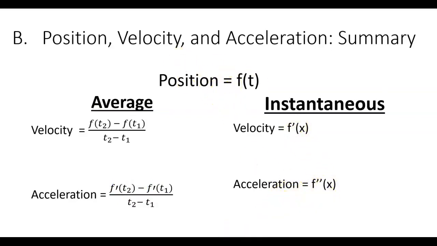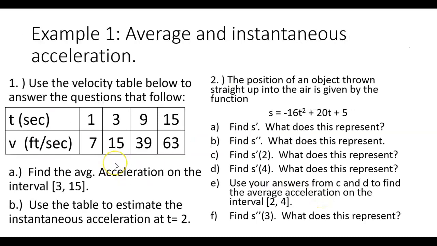And so here's a summary of the topics then. We have two different averages. To find the average velocity, you do position 2 minus position 1 divided by the time. To find your average acceleration, you do velocity 2 minus velocity 1 over time. To find your instantaneous values, the velocity is the first derivative of position, and acceleration is the second derivative of position. So this is a nice little summary of both of those things.